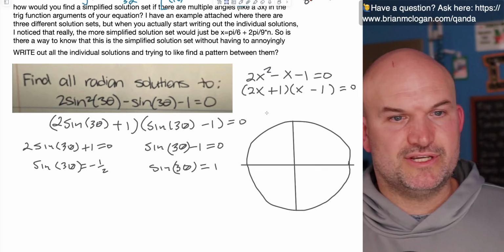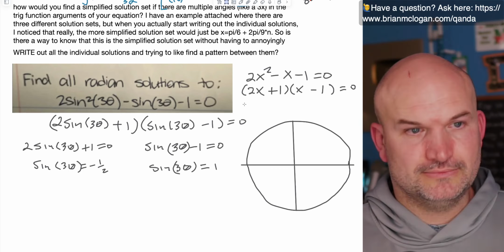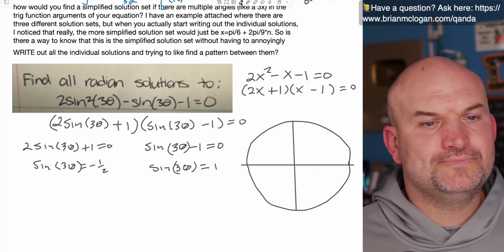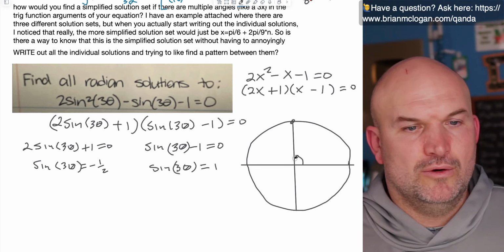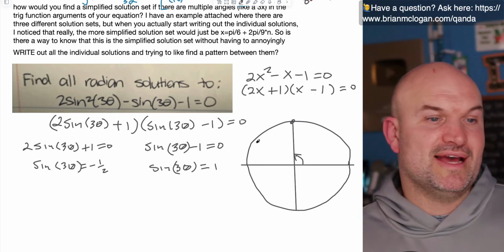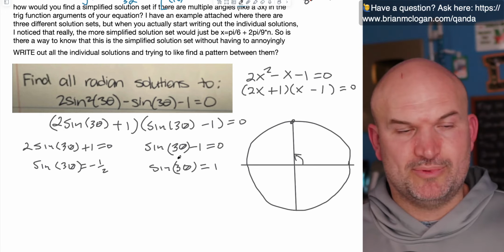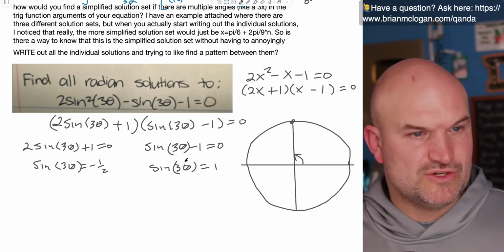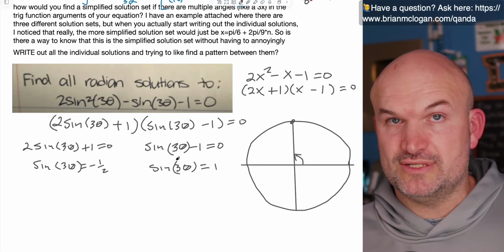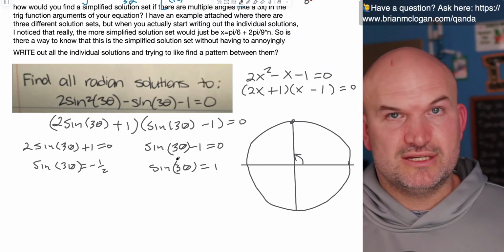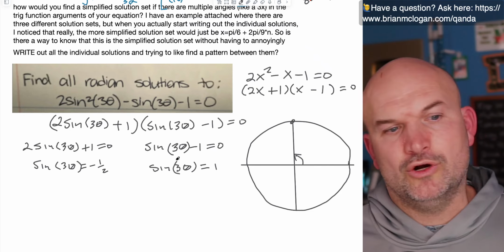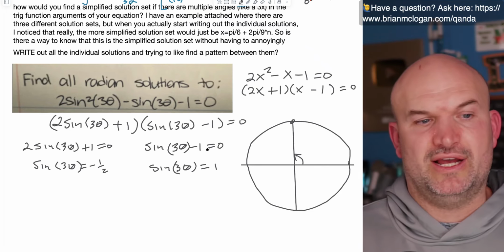Okay, so when sine is equal to 1, that's going to be this point right here, which is going to be pi halves. All right, now again, whenever we're dealing with triple angles or half angles or anything else, you want to find all the solutions, okay? So you don't worry about the restrictions of your triple angle until the very, very end.